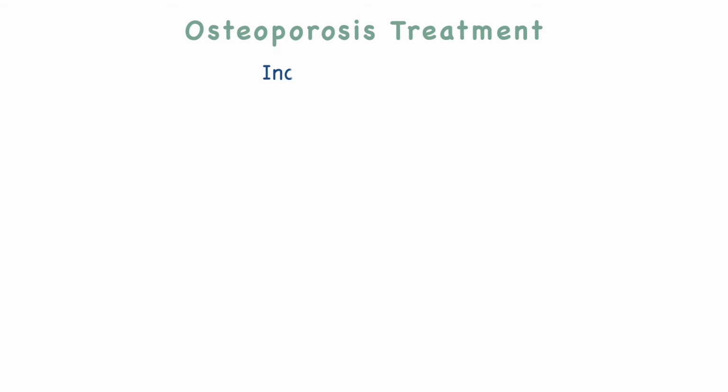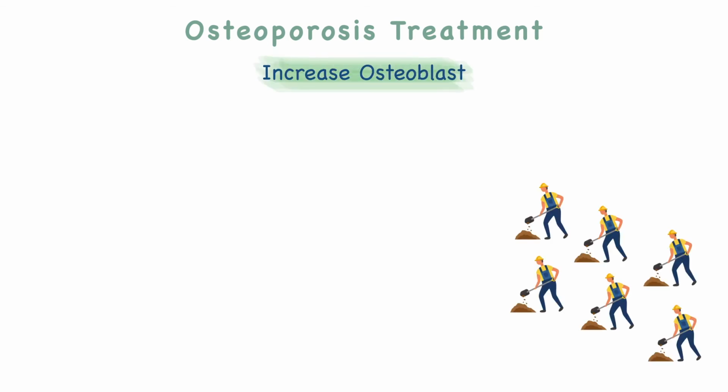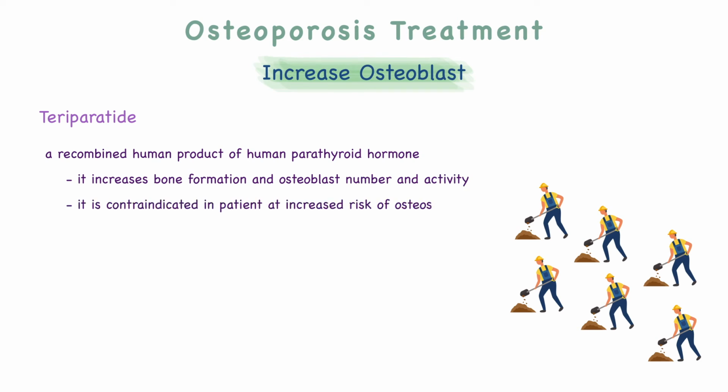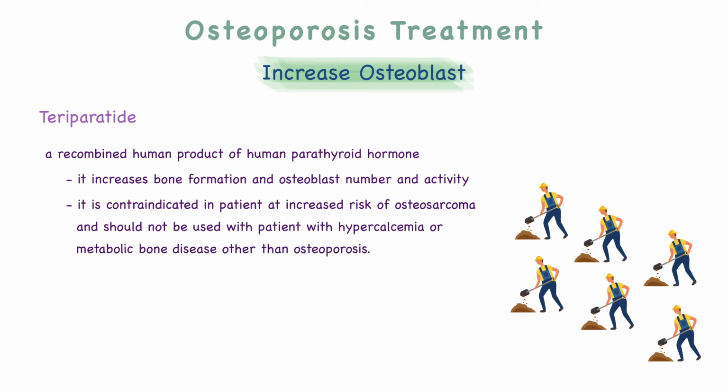Now, to increase osteoblast activity and number, we have teriparatide, which is a recombinant human product of human parathyroid hormone. It increases bone formation and osteoblast number and activity. It is contraindicated in patients at increased risk of osteosarcoma and should not be used in patients with hypercalcemia or metabolic bone disease other than osteoporosis.